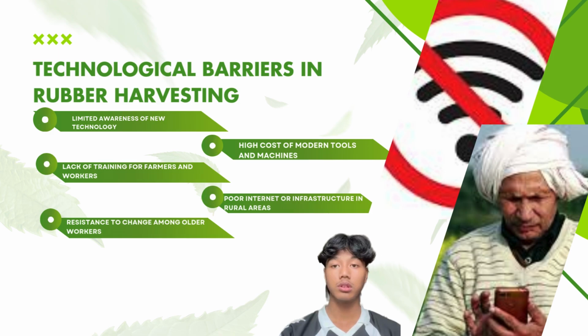Infrastructure limitations in rural plantation areas also play a major role. Poor road conditions can hinder equipment transport, while unreliable electricity and limited internet access make it difficult to implement smart farming systems or digital monitoring tools.